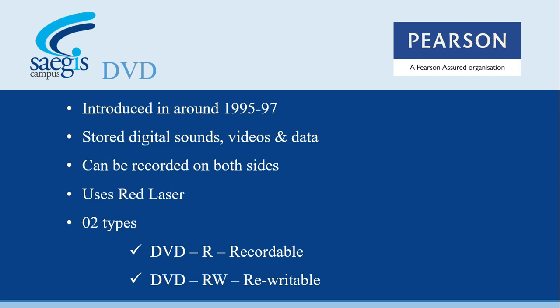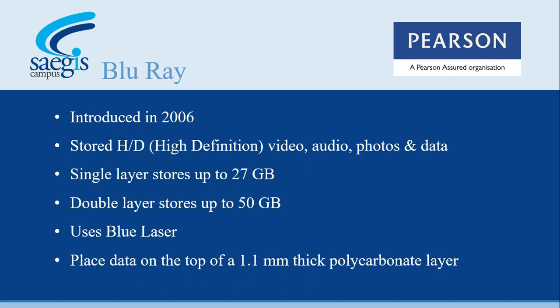Then we have DVD. It was introduced around 1995 to 1997. It stores digital sounds, videos and data, can be recorded on both sides, and uses a red laser. There are two types of DVDs: DVD-R, which is recordable only once, and DVD-RW, which is rewritable. Then we have Blu-ray, introduced in 2006. It stores HD or high definition video, audio, photos and data. A single layer stores up to 27 gigabytes and a double layer stores up to 50 gigabytes. It uses a blue laser and reads data through the top of a 1.1 millimeter thick polycarbonate layer.